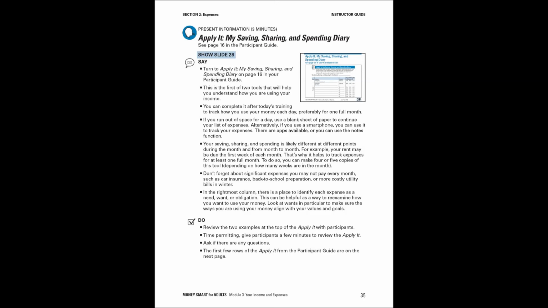Now, there could be a possibility that they may run out of space for a day, so encourage them to use a blank sheet of paper to continue their list of expenses. Alternatively, they can use a smartphone or an app to help track those things. But the bottom line is that you want them to be able to get all of their expenses listed out so that they can complete this diary.